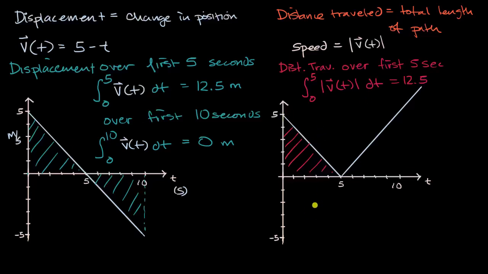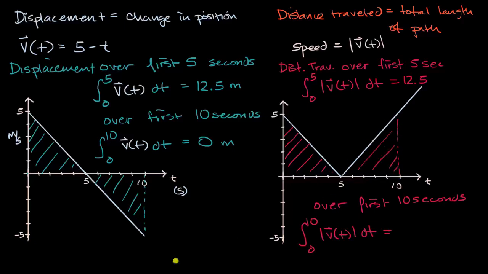But if you think about over the first 10 seconds, your distance over 10 seconds, what is it going to be? Pause the video and try to think about it. Well, that's going to be the integral from 0 to 10 of the absolute value of our velocity function, which is going to be equal to what? Well, it's going to be this area plus this area right over here. And so this is going to be 5 times 5 times 1/2 plus 5 times 5 times 1/2, which is going to be 25 meters.